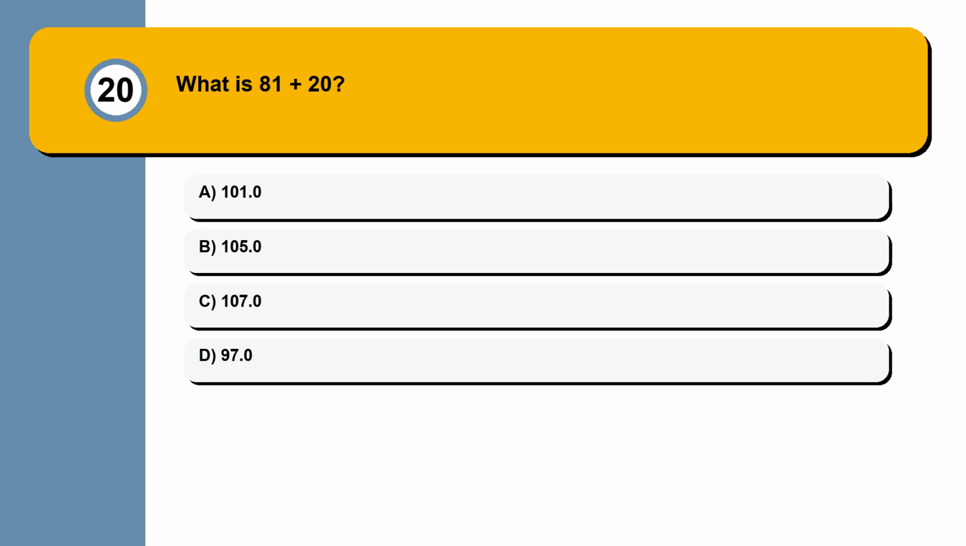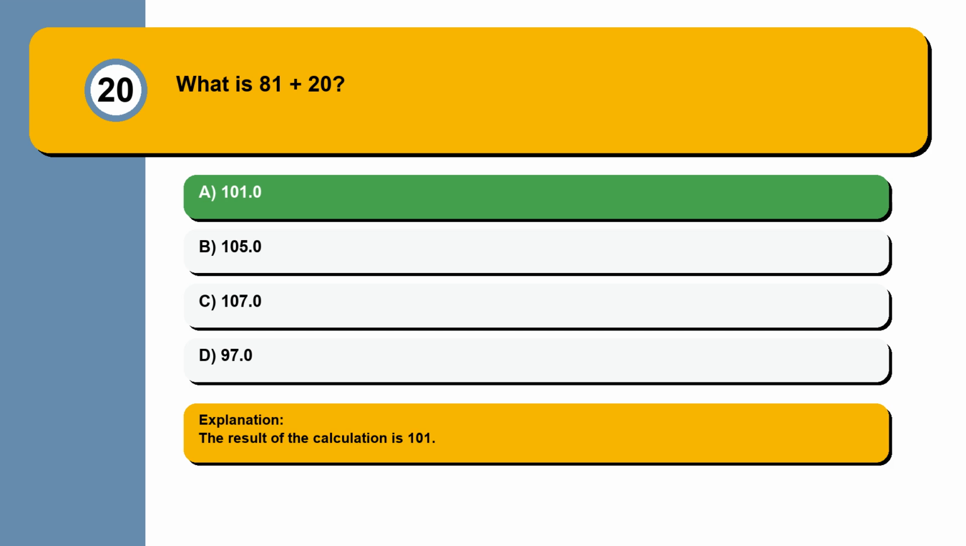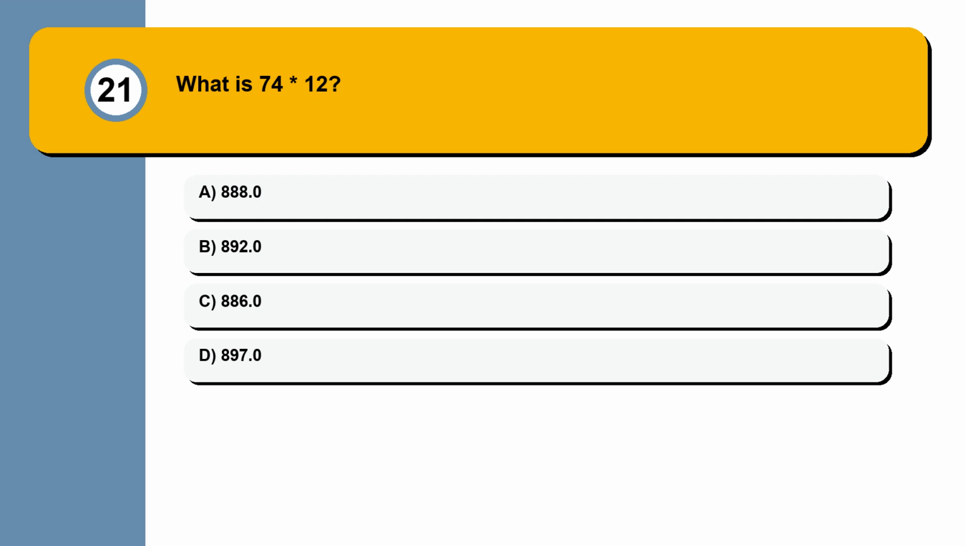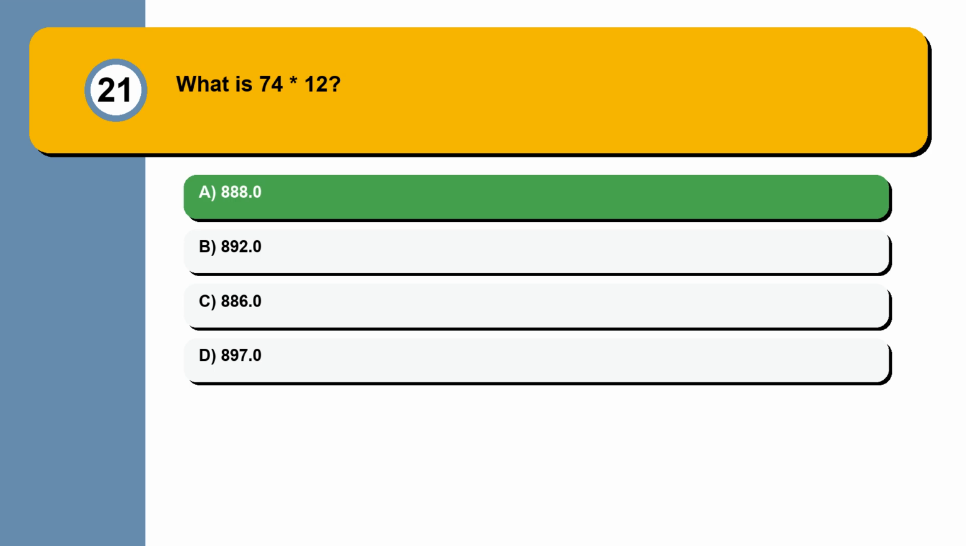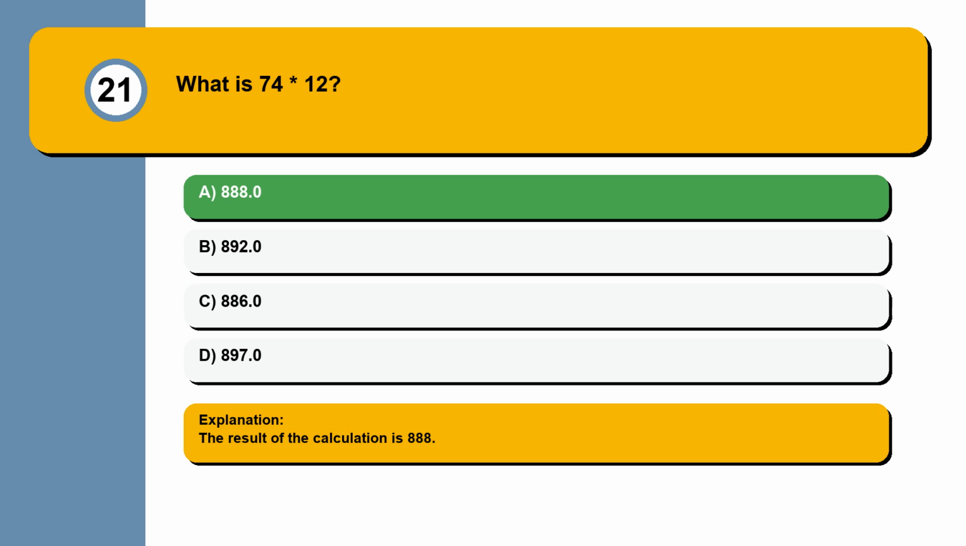Question 20. What is 81 plus 20? 101.0, 105.0, 107.0, 97.0. The result of the calculation is 101. Question 21. What is 74 times 12? 888.0, 892.0, 886.0, 897.0. The result of the calculation is 888.